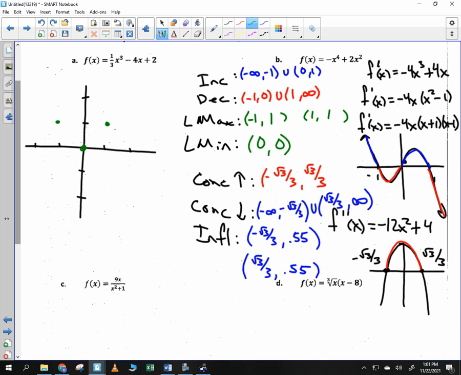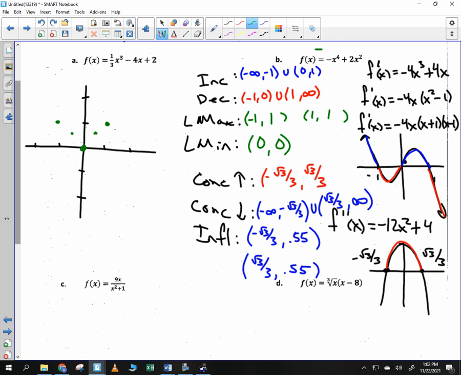I also know that if you consider its inflection points, those happen at negative 0.57 and 0.55, which would be about right there. And then positive 0.57 and 0.55, which would be about right there. So I currently have 5 points on this graph. It's a 4th degree and it's negative, so it could be right side up or upside down. Upside down.